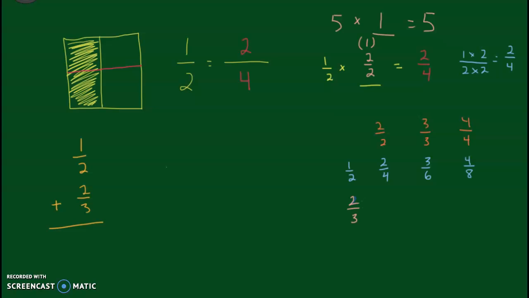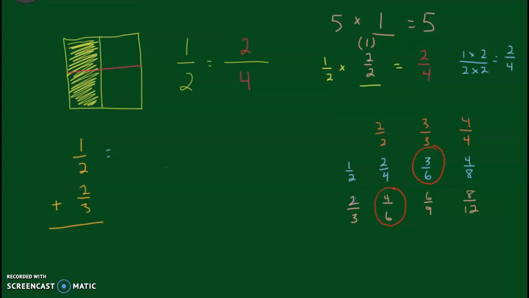Now if we do the same thing for 2/3, 2/3 times 2/2 is 4/6. 2/3 times 3/3 is 6/9. And 2/3 times 4/4 is 8/12. So comparing the blue and the peach color, we need to look and find fractions that have the same denominator. In this case, these both have a denominator of 6. So we can use these to add our fractions together.